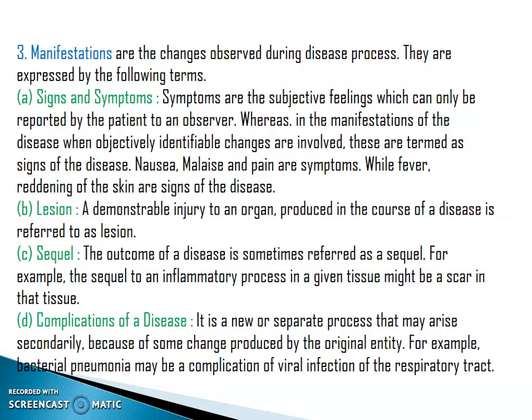Then second, it is lesion. A demonstrable injury to the organ produced in the course of disease is referred to as a lesion. Then comes sequel. The outcome of a disease is sometimes referred to as a sequel. For example, the sequel to an inflammatory process in a given tissue might be a scar in that tissue. Then, complication of a disease. It is a new or separate process that may arise secondarily because of some changes produced by the original entity. For example, bacterial pneumonia may be a complication of viral infection of the respiratory tract.